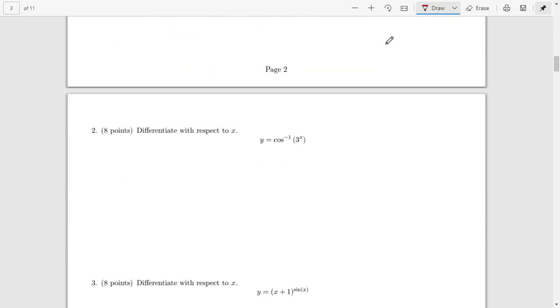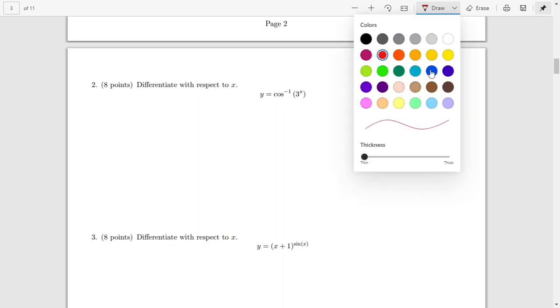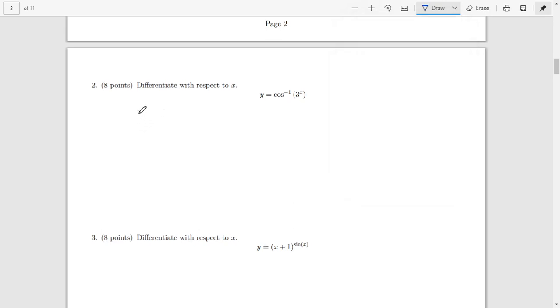Moving on here, the second question asks us to differentiate this function. Now, to differentiate this function, I think one way you can do it is by solving it as a function of a function. So probably I'm going to let my u be equal to 3 to the power of x. This means that my du/dx is equal to 3 to the x ln of 3.